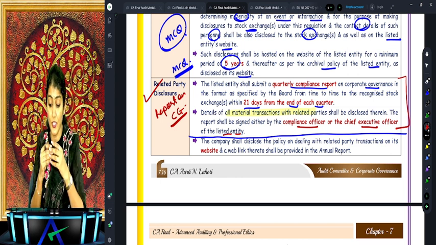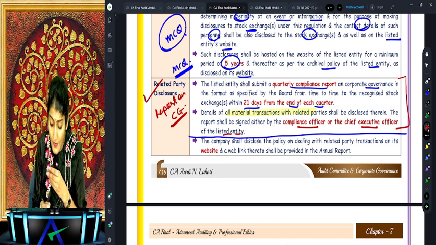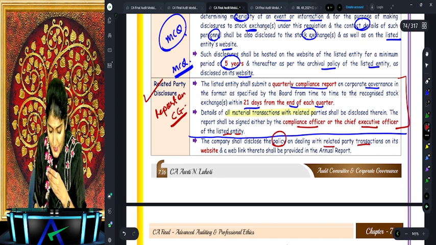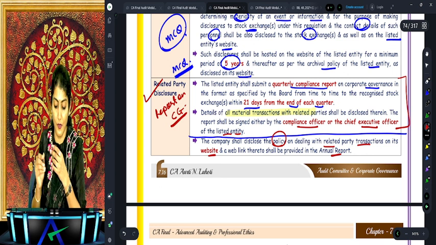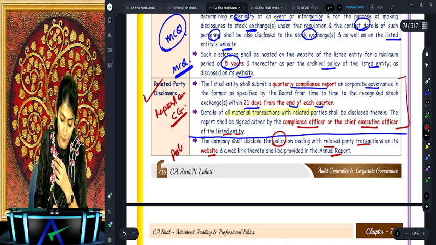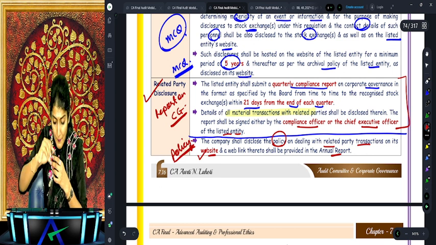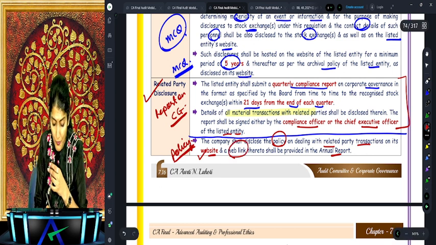Then the company shall disclose the policy on dealing with related party transactions in the website, and a web link thereto shall be provided in the annual report. So what is your policy for dealing with related party transaction has to be given on the website, and in the annual report you have to give a web link. So website and web link.